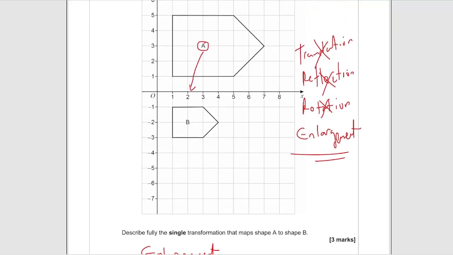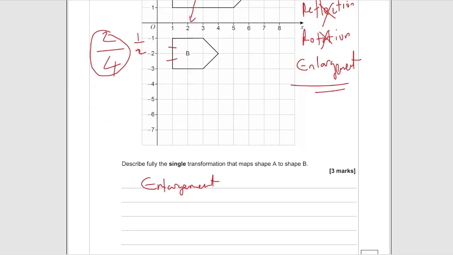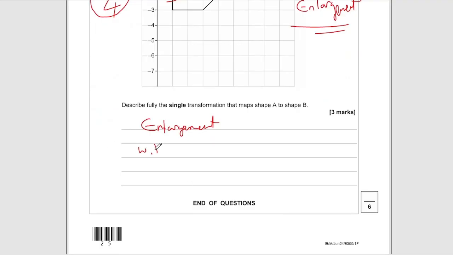So let's look at this. What I know about the shape. I've got 4 sides this way, 4 squares, and I've got 2 here. So if I can think of the relationship between 2 and 4. Remember, it's got to be a fraction less than 1, so that's why I write it that way around. If I simplify that, it's gone down to a half. So it's an enlargement with scale factor a half.